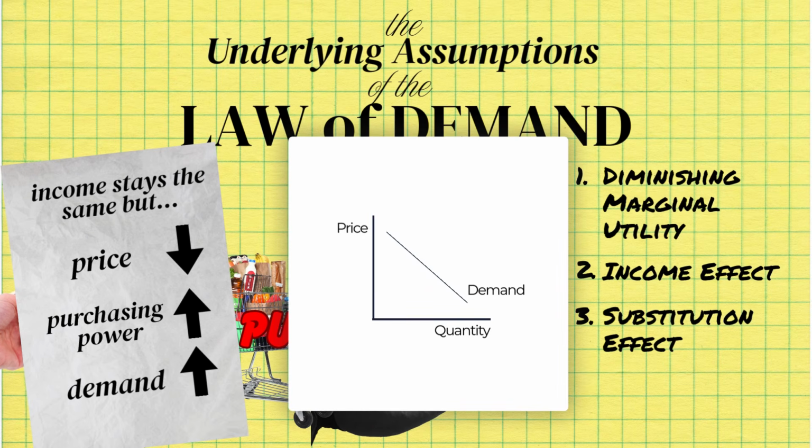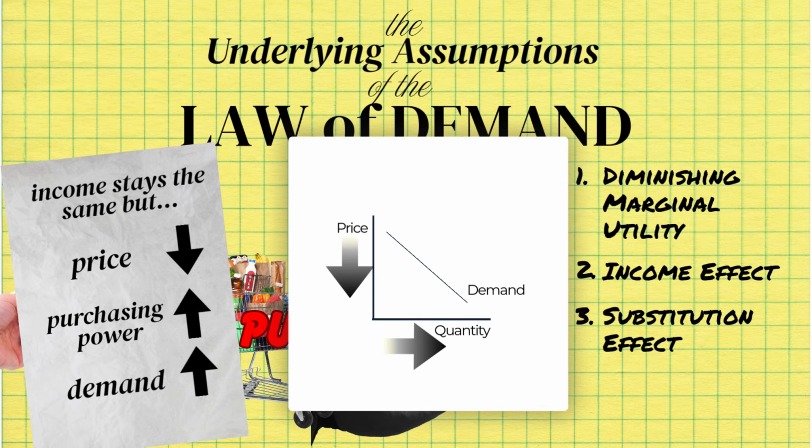So as you can see, this is just a different way to explain the law of demand. As the price falls, your purchasing power increases, so the demand increases, and vice versa. So the income effect shows us that it's not really about what your income is, but more about what your income can buy that causes a change in demand.